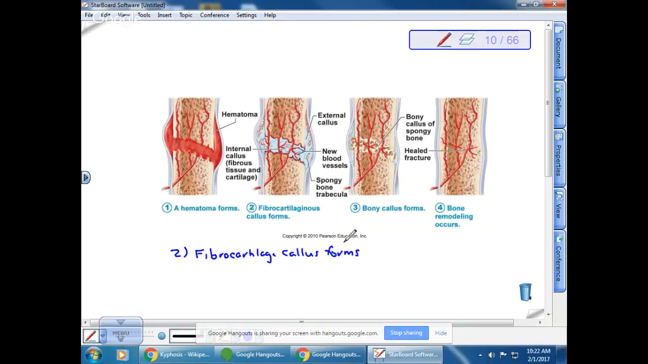And you'll notice here that we get the formation of spongy bone before compact bone. And so the spongy bone starts to be deposited, and then you get a bony callus formation. And you can actually see these in x-rays, so I'll show you a picture of that in a second. So this is spongy bone first, and then it is converted to compact bone.